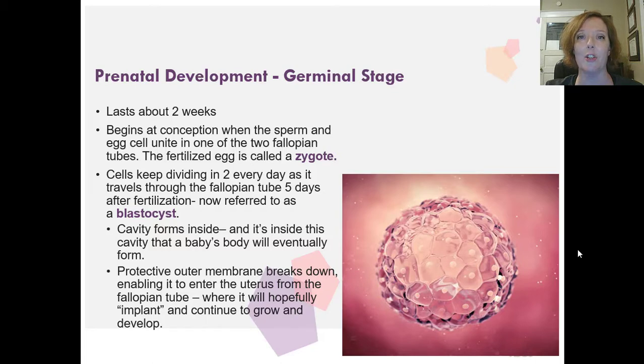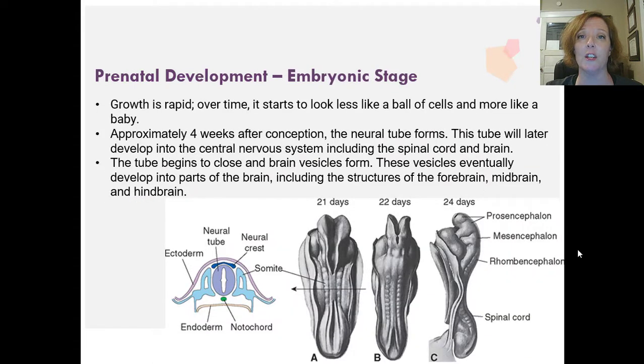So how things actually form at the very, very beginning: a cavity, or like an emptiness, forms inside, and it's inside this cavity or this opening that a baby's body will eventually form. The protective outer membrane breaks down, and this enables it to enter the uterus from the fallopian tube. This is where it will hopefully implant and continue to grow and develop throughout the course of the pregnancy. The embryonic stage is marked by very rapid growth, and over time it starts to look less like a ball of cells and more like a baby.